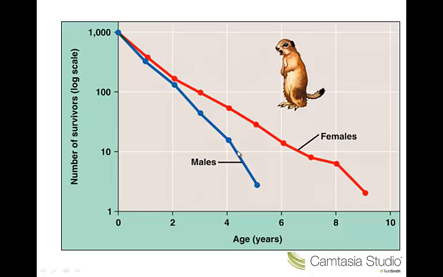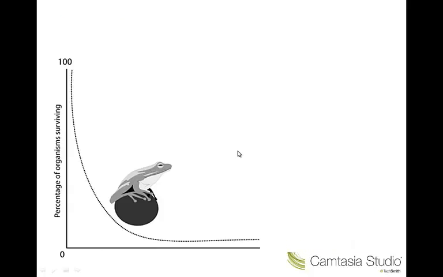Here's the same example as the first slide. Squirrels. Starts out with a lot of them, and they die off at a fairly steady rate. Although here it's interesting to compare the males and females. Females hang around a little bit longer. So tell me what type of survivorship curve this one is. And here we've got another type of survivorship curve for our little frog. About 100 of these in this cohort, and it drops off fairly quickly.